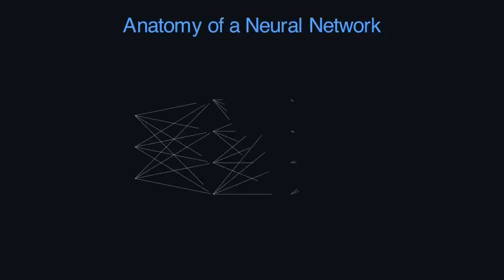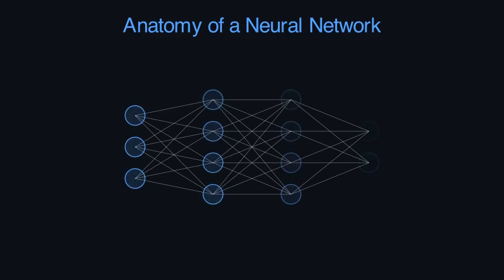A neural network is just a stack of layers of neurons. Each neuron receives numbers from the previous layer, multiplies them by weights, adds a bias, and passes the result through a non-linear activation function. Information flows from the input layer, through one or more hidden layers, to the output layer.